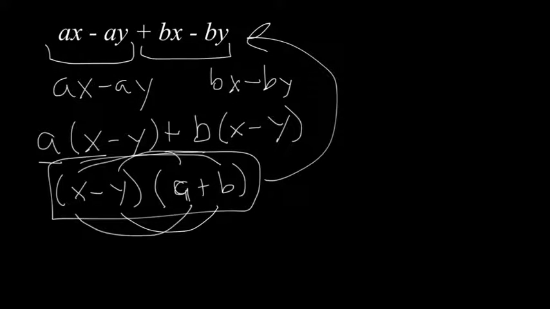So a good way to double check to make sure whether you factor this correctly is to do that FOIL to see if it brings you back to the original.